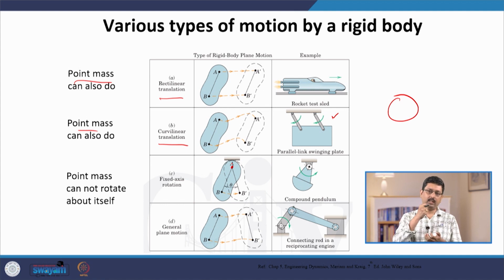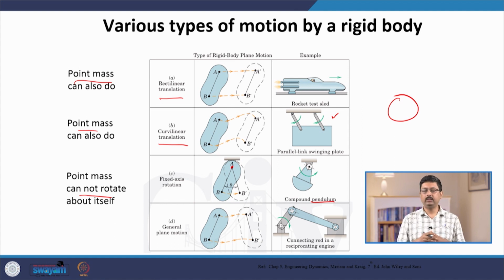So, we have an axis of rotation which is fixed, and the body, and let us assume that the axis of rotation is passing through the object, and so this is rotating about itself. So, this is an example shown here like a compound pendulum. This is something that a point mass cannot do, because a point cannot rotate about itself. So, this is the difference between an extended object and a point mass.